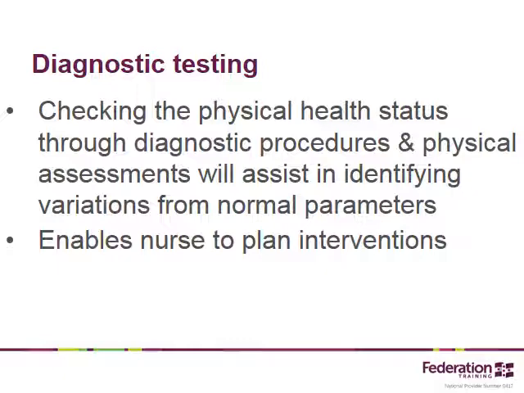So identifying those variations from normal parameters enables the nurse to plan interventions. So a chest x-ray might show that the person has pneumonia and the doctor orders antibiotics. So as a nurse, that is your role, administer those antibiotics and monitor the outcomes. A low potassium on a blood test, we will give a potassium replacement, and we need to follow that up to make sure the potassium parameters are returned back to normal. A bladder scan may be performed if a person can't.